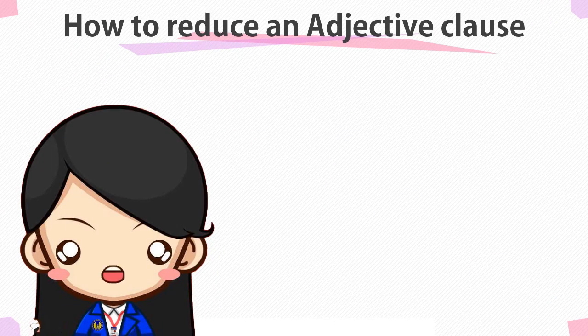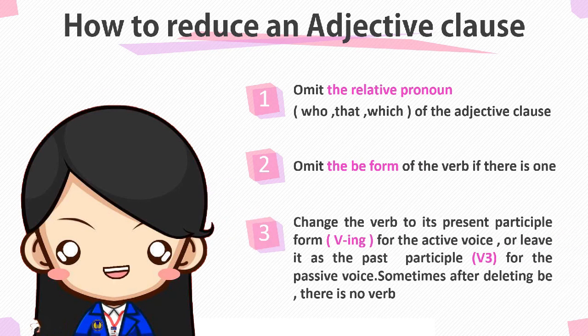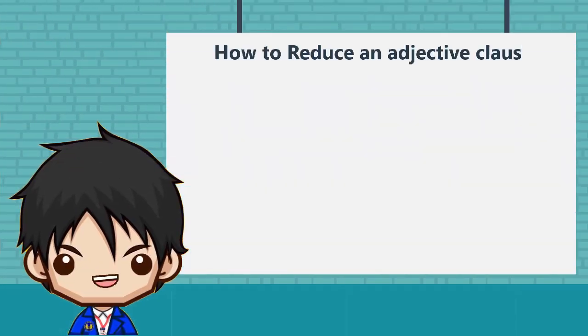First, omit the relative pronoun, for example, who, that, which of the adjective clause. Second, omit the form of the verb to be if there is one. Then, change the verb to its present participle form, that is verb ing, for the active voice, or leave it as the past participle, that is verb 3, for the passive voice. Sometimes, after the leading be, there is no verb. Okay, I will clarify with this example sentence.